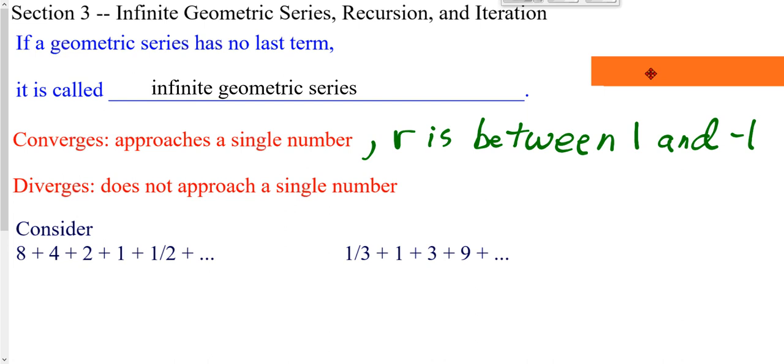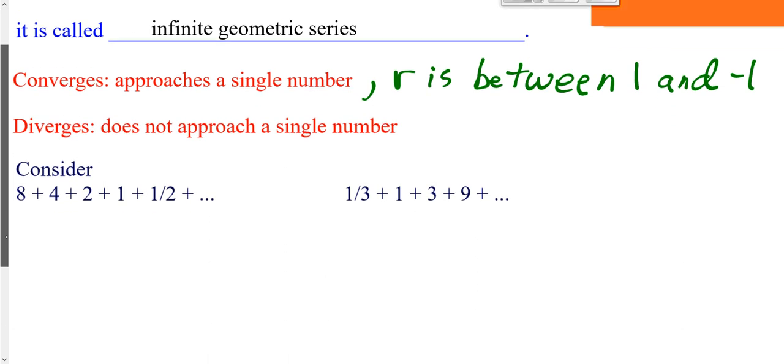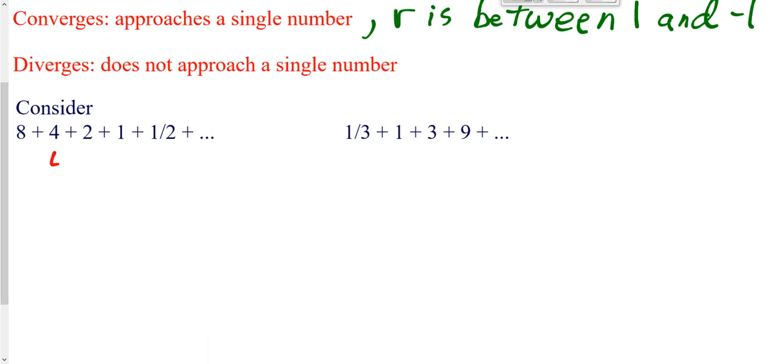Well, if you look at the first one here, we need to look at what r is. You take one term divided by the previous term, and you end up getting 1/2, which means you're multiplying by half each time, which is between 1 and -1. So we would know the first series converges. It would approach one number, and we could go ahead and work that out.